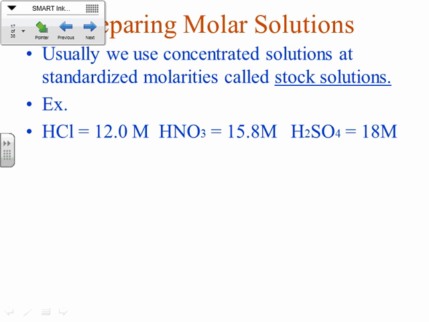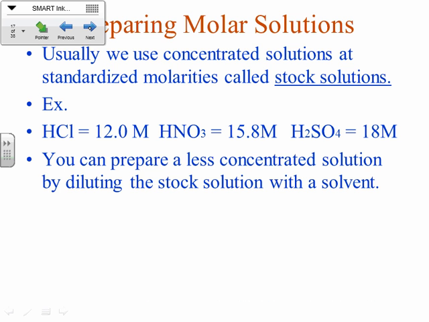The nitric acid, you saw what it did to a penny at the beginning of the year, right? Remember that? It just turned it into a brown gas, basically. And hydrochloric acid is very nasty stuff, too. So those are our stock solutions. But you can prepare a less concentrated solution by diluting that, all right?